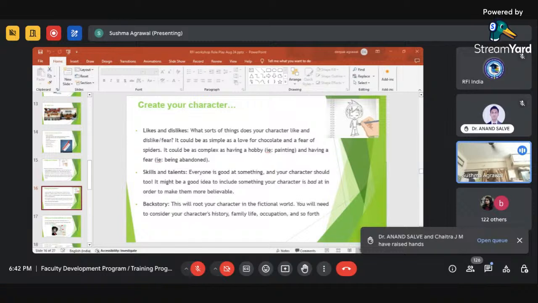The next step involved is developing the skills and talents. Everyone is good at something, so you should try to include those good ideas, focusing on that character. For the particular students for whom you are developing the script, you can include the characteristics of those students which they are good at. You can even include something your character is bad at, in order to make them more believable.